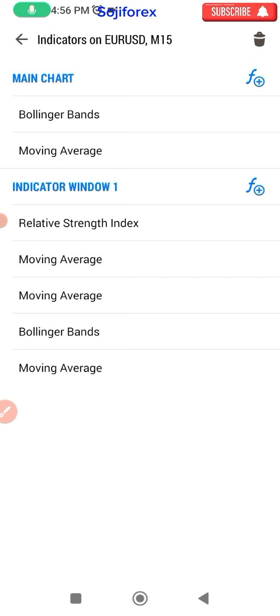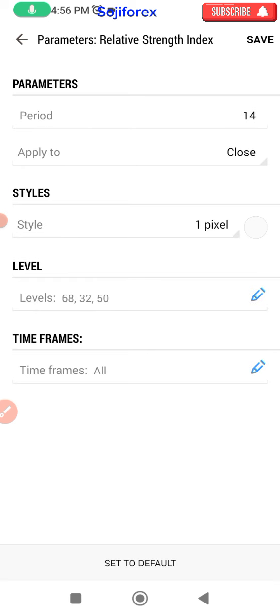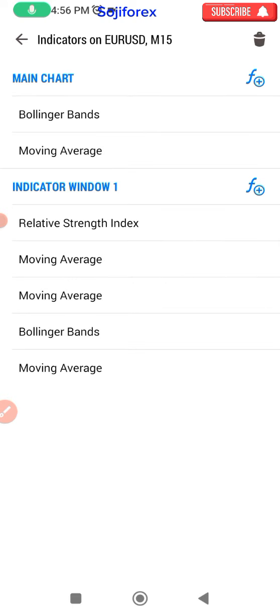Then our indicator window is our TDI, which is the Traders Dynamic Index. The first one is Relative Strength Index, which the period is 14. You apply to close. The style is 1 pixel. As for the color, you choose your background color. So if your background is black, you make sure you change the color to black, and you can see the levels 68, 32 and 50 respectively.